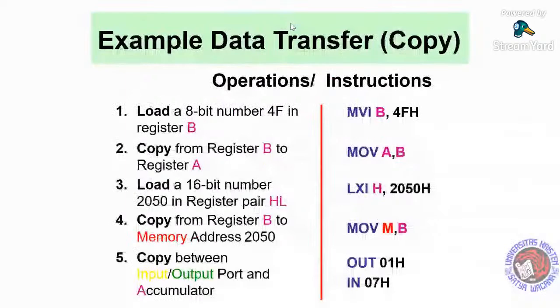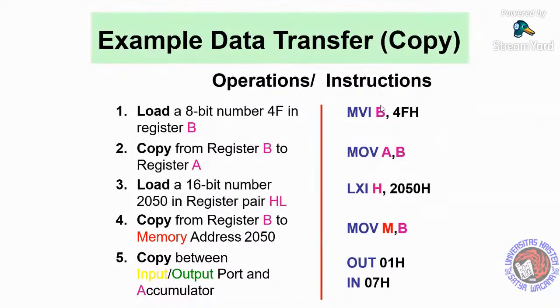So for example, for data transfer we have the operation here and the instruction. The operation means load the 8-bit number 4F hexa in register B. We do MVI B, 4F hexa. And then copy from register B to register A, because the number is already in register B, so you need to copy it in order to have the accumulator store the register.